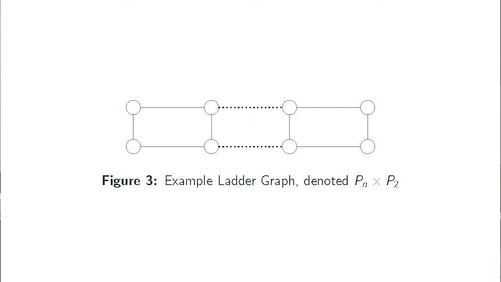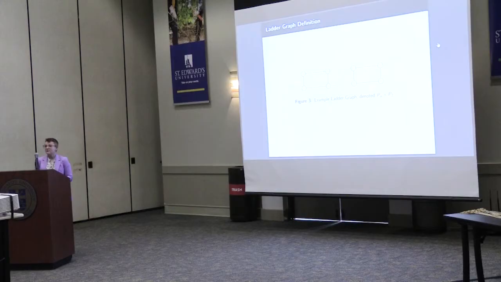This is what a ladder graph looks like. It's just a graph that looks like a ladder, so not super complicated. And we refer to that as p sub n cross p sub 2. I'll tell you all about how to give prime labelings to those kinds of graphs. But first I need to give you a quick informal definition of a consecutive cyclic labeling.